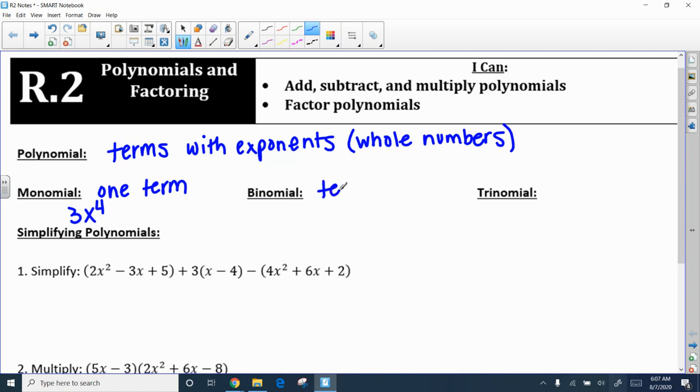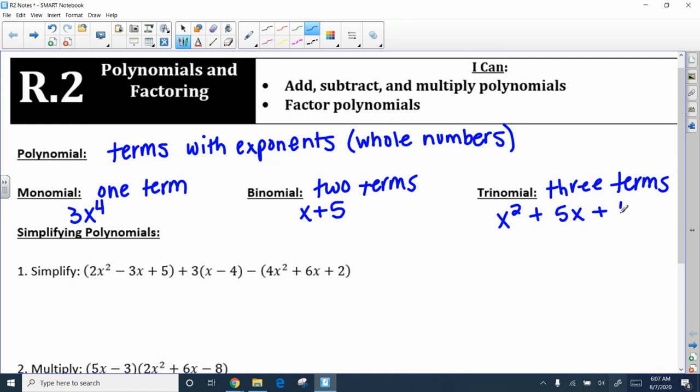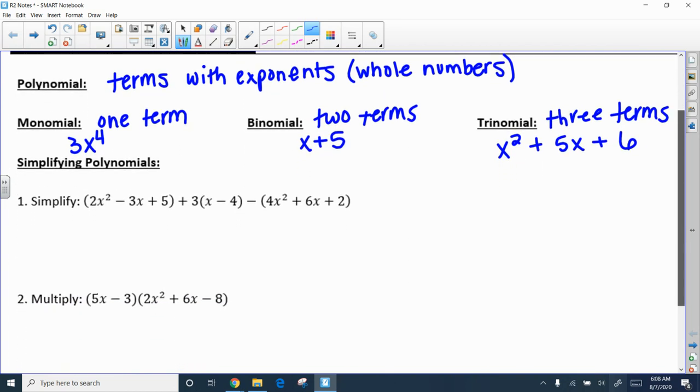Binomial means it has two terms, like x plus 5 is a binomial because there's two terms. And a trinomial has three terms. The most common types of polynomials we see have an x squared, so maybe something like x squared plus 5x plus 6. That would be a trinomial because there are three terms. And all of those are examples of polynomials.